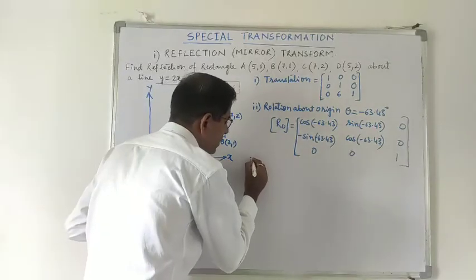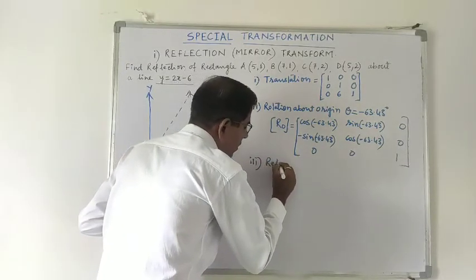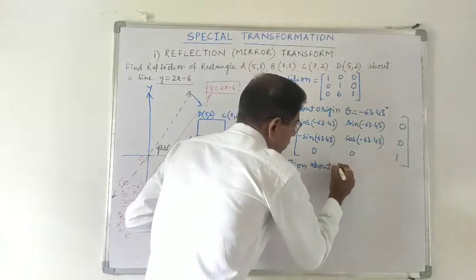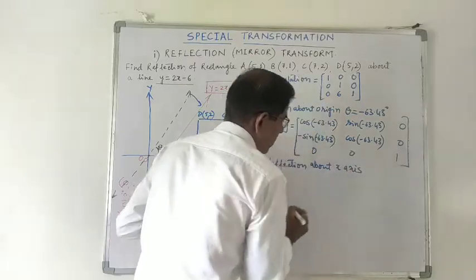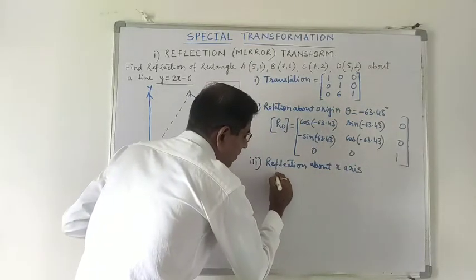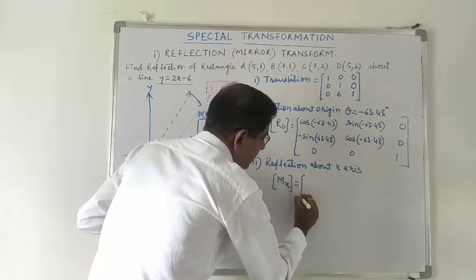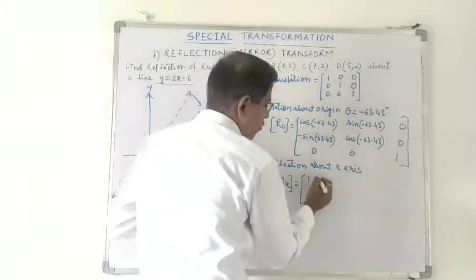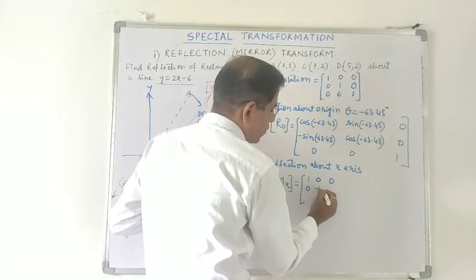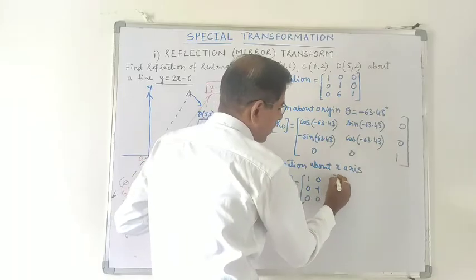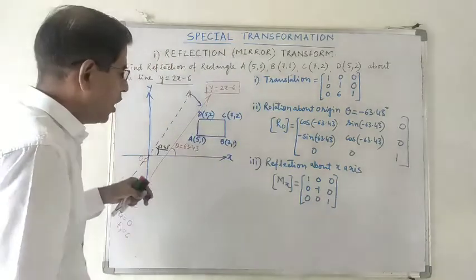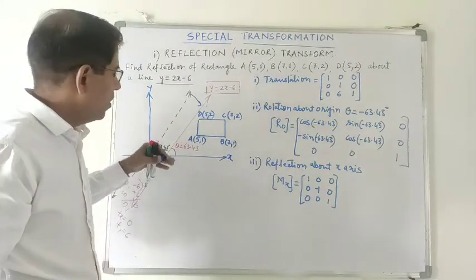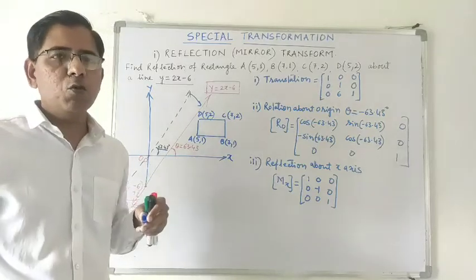So the third transformation is reflection about the x-axis. The matrix Mx has minus 1 at the y position, so 1 0 0, 0 minus 1 0, 0 0 1. Now we have reflected. Now it's time to put the line back on its original position.